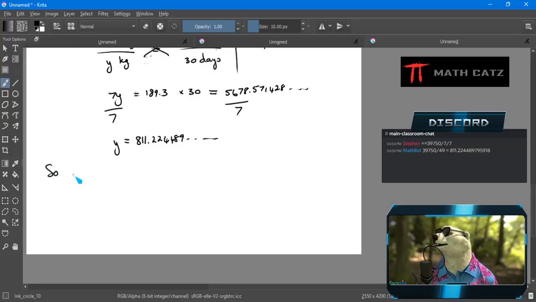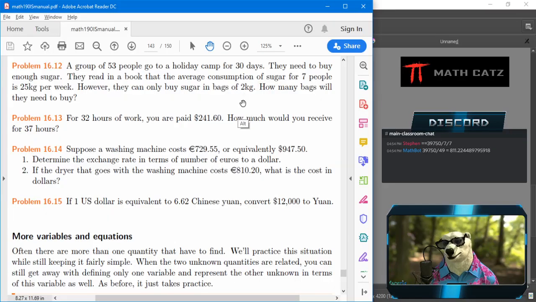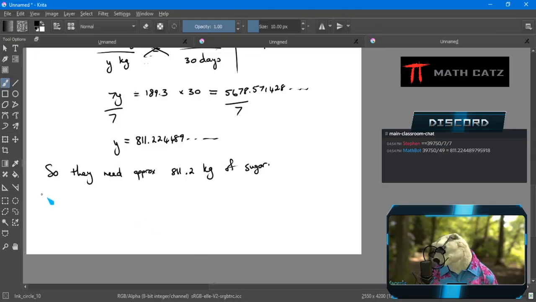So I'm not going to say we, because we do not need that much sugar. They need approximately 811.2 kilograms of sugar. Now, I don't need a ratio equation for the next bit because they come in bags of 2 kilograms. Number of bags, that's basic intuitive understanding of division.